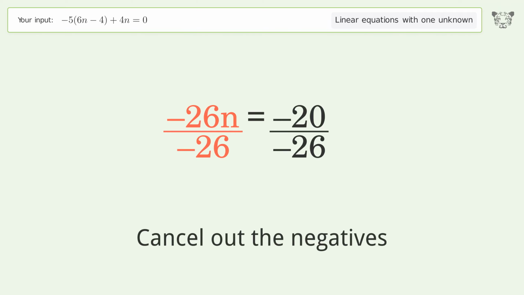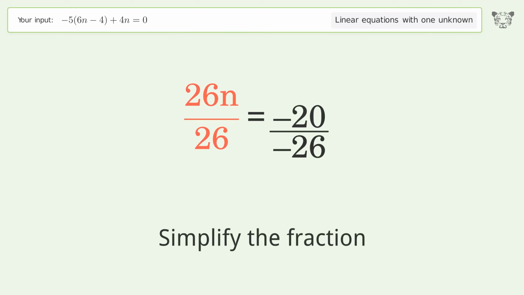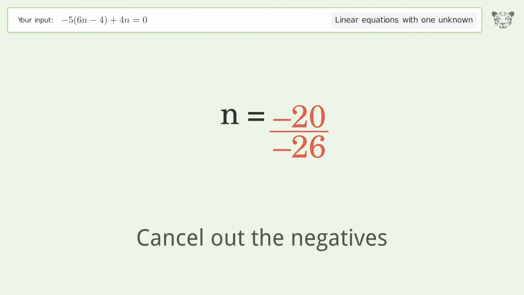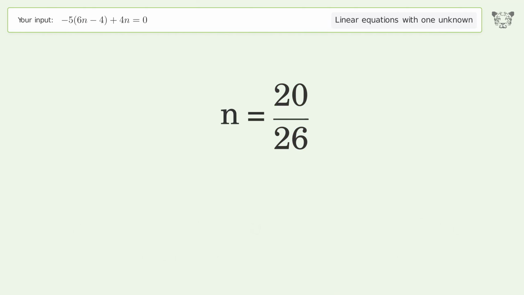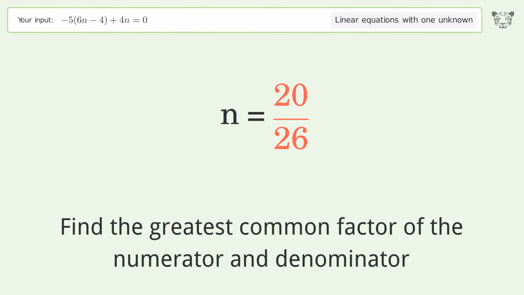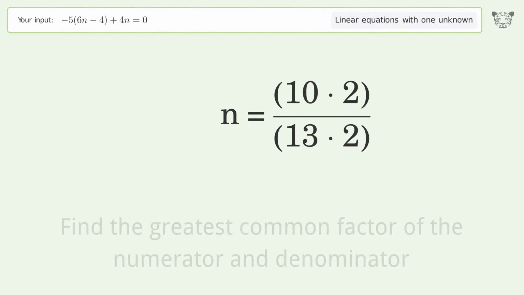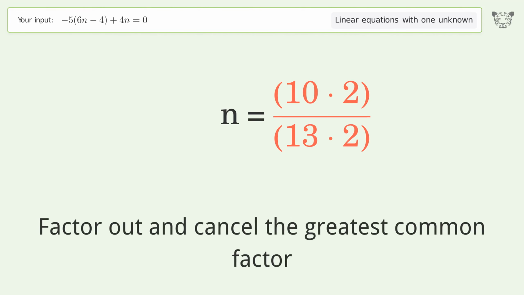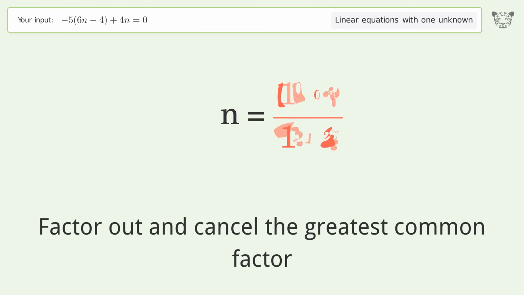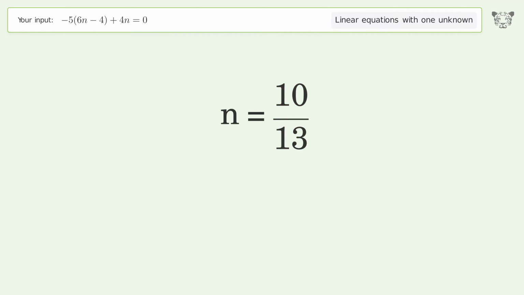Cancel out the negatives. Simplify the fraction. Cancel out the negatives. Find the greatest common factor of the numerator and denominator. Factor out and cancel the greatest common factor. And so the final result is n equals 10/13.